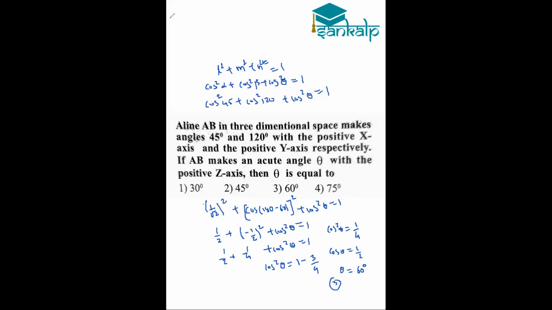So to solve this example, we have made use of this result, the result which is connecting the direction cosines: l square plus m square plus n square is equal to 1. Then substituting the values of alpha and beta, we can calculate the value of the missing angle, that is theta.